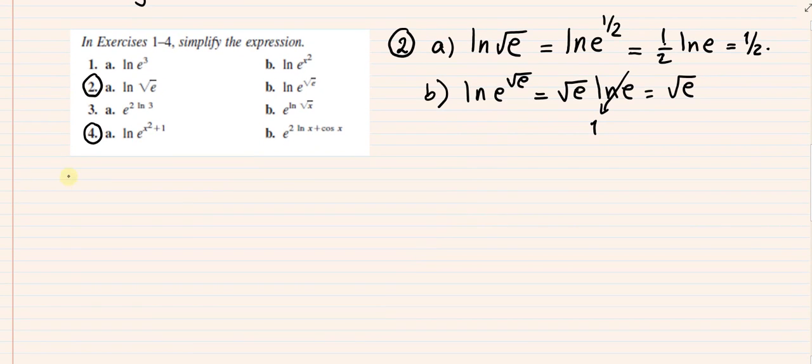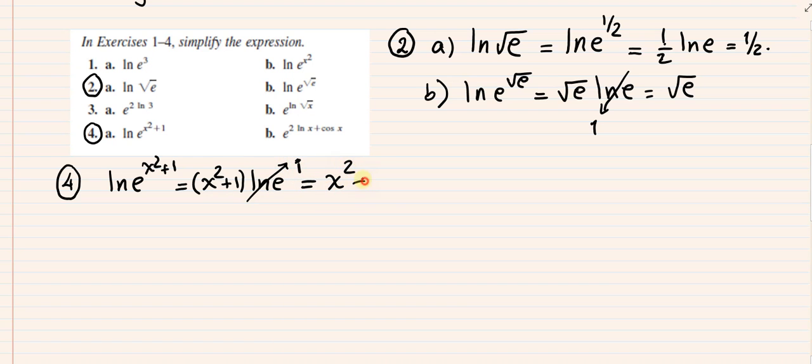Let's take a look at number 4, and in part A, natural log of e to the x squared plus 1. Again, using the power rule of natural logs, bring x squared plus 1 in front times natural log of e, and again ln of e is 1. So this simply becomes x squared plus 1.